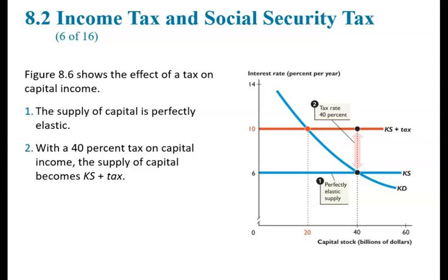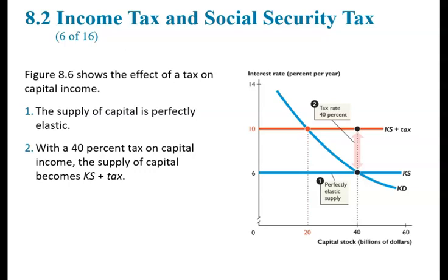If this is the initial equilibrium, shown by the intersection of the supply of capital and the demand of capital, now from this initial point, there is a 40% tax on capital income imposed by the government.